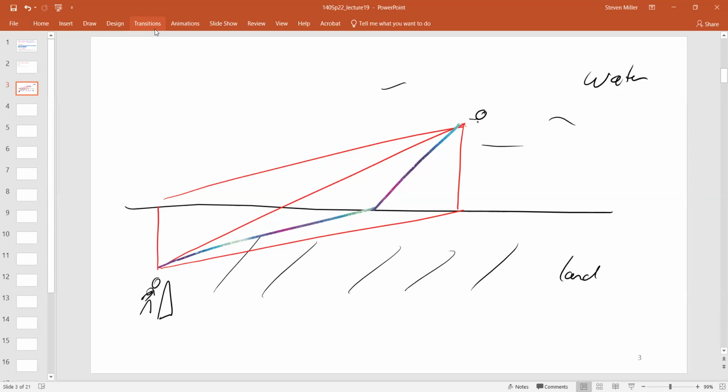If that's how fast we swim and that's how fast we run, do you think that the best path would be to go straight under? What do you think the best path would be, or would be close? Why would it be close to the straight line? Because the difference in your swimming and running is so small, it doesn't matter. It doesn't make a difference that you run the extra distance on the land.